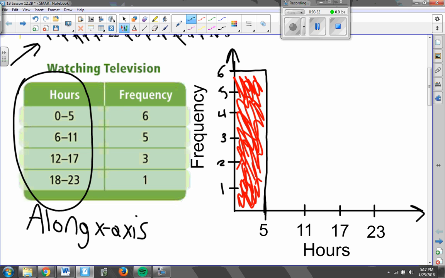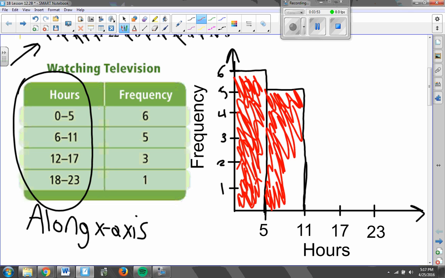Then, just to the right of that, between 6 and 11, I'm going to go straight up from 11 all the way until I get to 5, because my frequency there is 5. So here's my second histogram bar between 6 and 11. And I'll do the same thing then for 12 to 17. I'll go up to 17 and go up from there until I hit 3. 1, 2, 3 right there. And then I'll do the same thing for 18 to 23, but I will only go up until I get 1. Up to 1 and over.